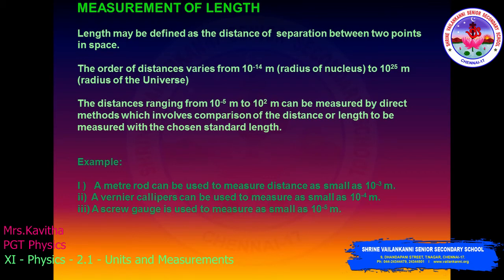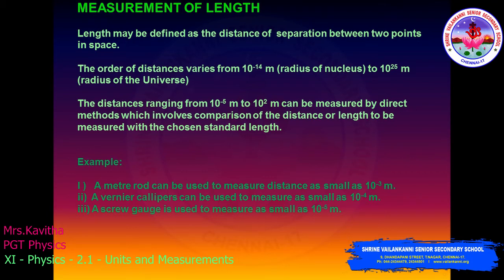A meter scale or a meter rod, which we use to measure distances, can measure as small as 10 power minus 3 meter, right. A vernier caliper can be used to measure as small as 10 power minus 4 meter. A screw gauge is used to measure 10 power minus 5 meter, and as well we can use a spherometer also, right.